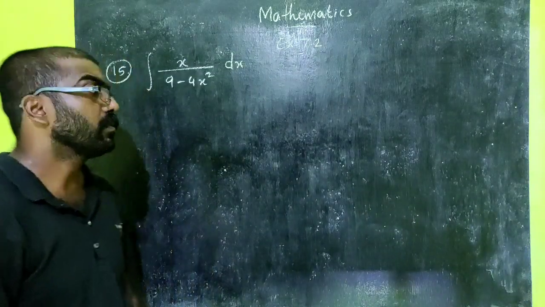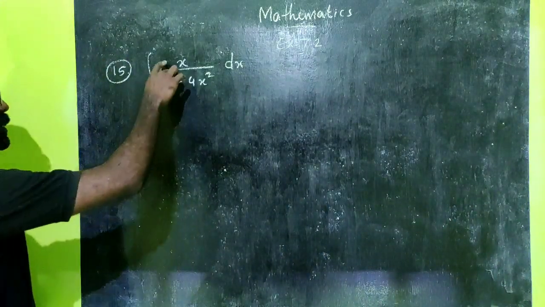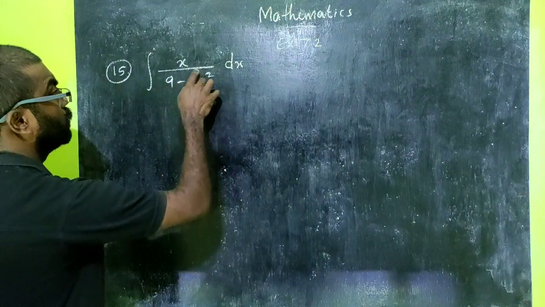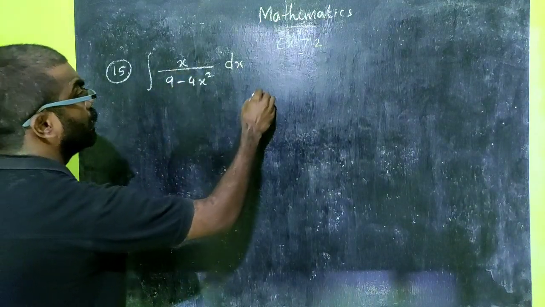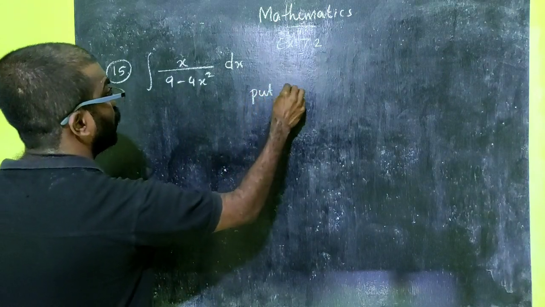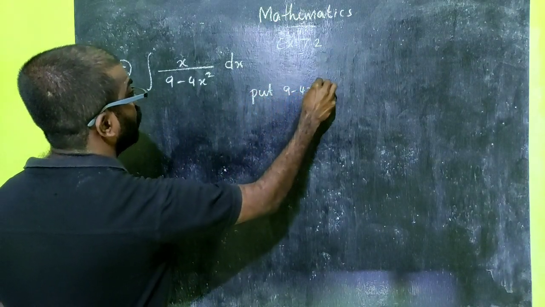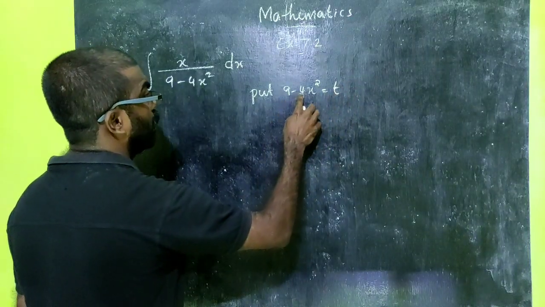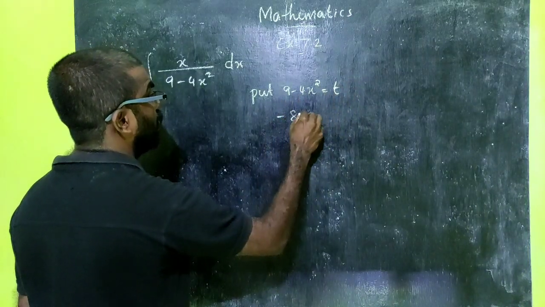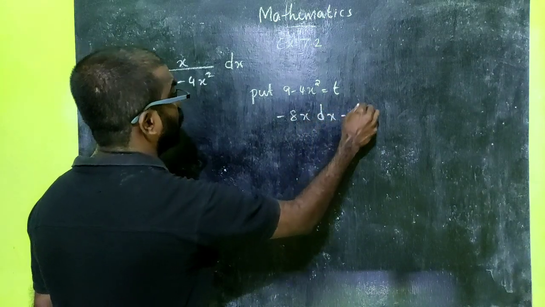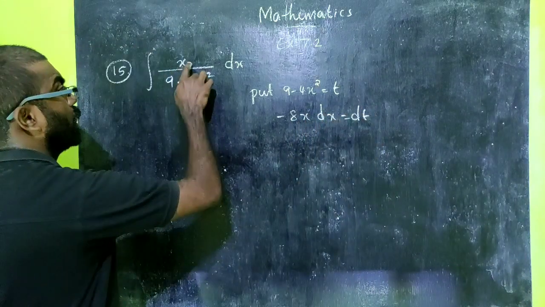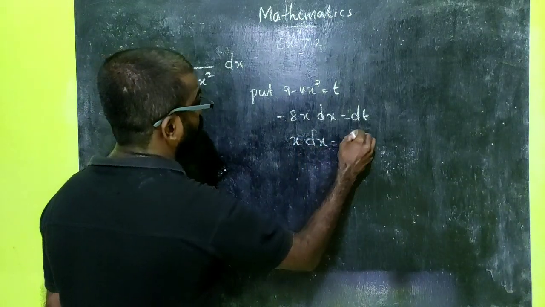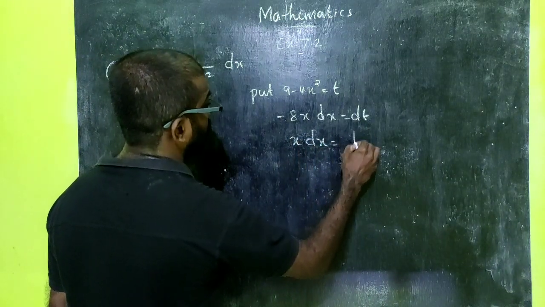Now we move on to question number 15. Integral x by 9 minus 4x square dx. Here we can take the denominator as t. So put 9 minus 4x square is equal to t. And derivative of 9 is 0. Here minus 4 into 2, minus 8x dx is equal to dt. Here we have x dx on the numerator. So we can find x dx as dt by minus 8.